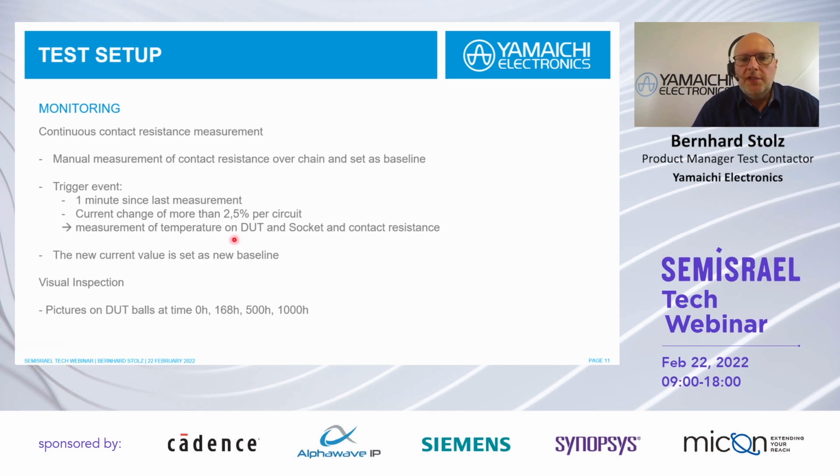So what do we do when a trigger event occurs? We measure the temperature on the DUTs and the socket and measure the contact resistance. And this contact resistance is then set as a new baseline. During the readouts of the HTOL, at time 0, 168 hours, 500 hours, and 1,000 hours, we do visual inspections of the DUT balls and also of the pins to see if there's anything happening.